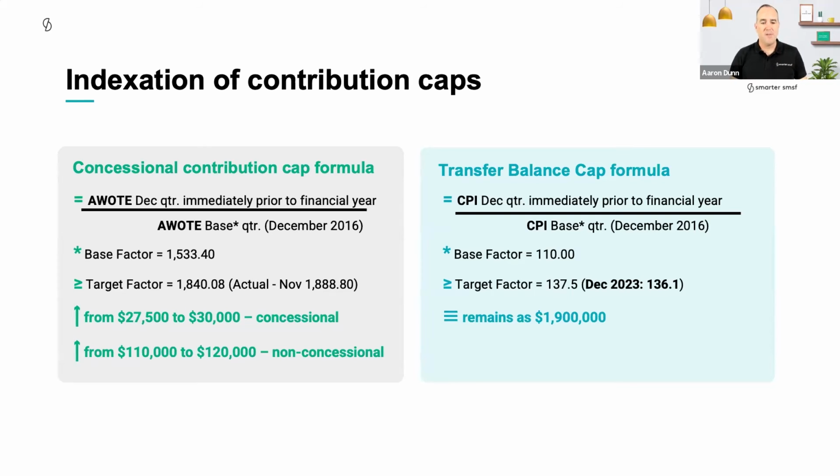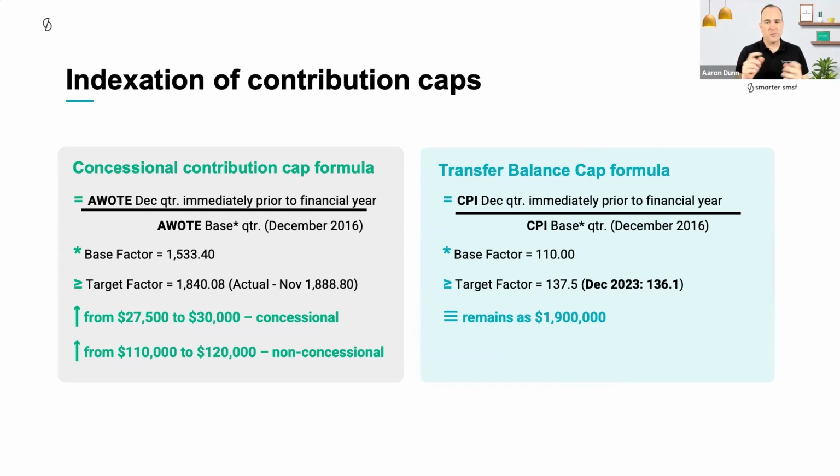And as you can see there, we needed an Audit figure of around 1840, and the actual figure that was released last week was around 1889. What does that all mean, Eli 5? It means that the $27,500 concessional contribution cap limit will increase to $30,000 from the 1st of July 2024.